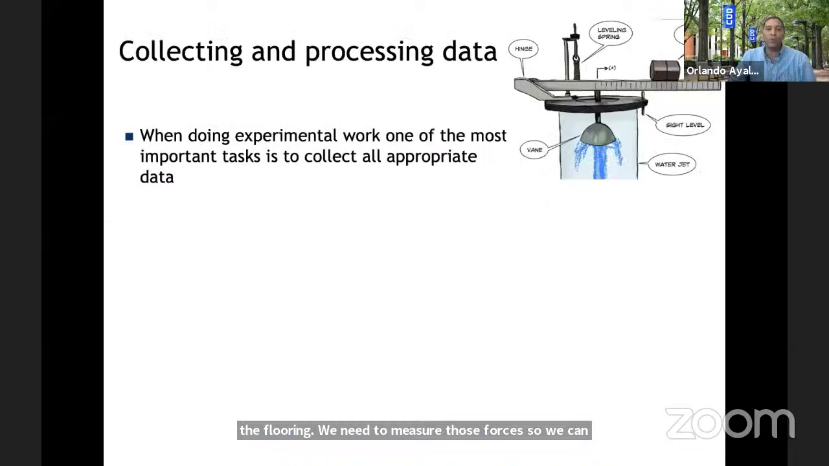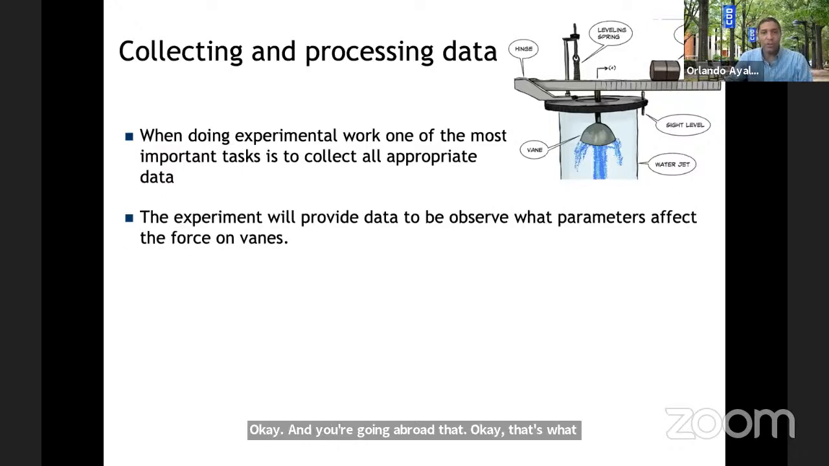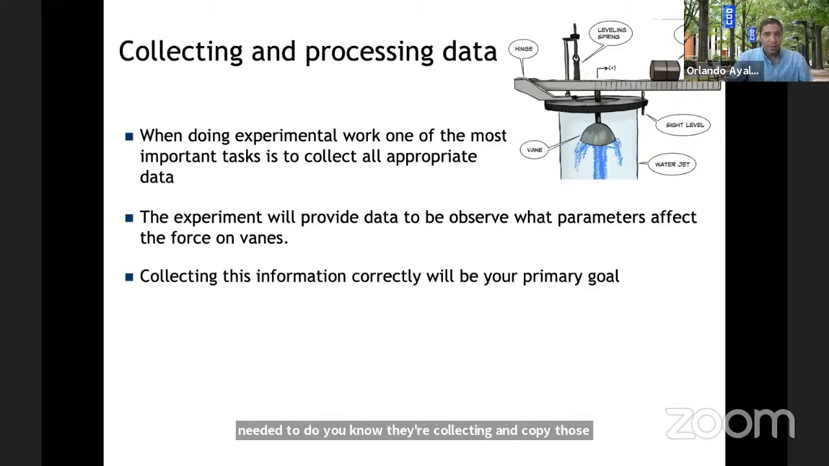So what are we gonna do? You're gonna collect data, okay? In an experiment like this, you're gonna see in the video that you have a vane of this hemispherical type. You have a water jet hitting the vane and so on and so forth. You're gonna be able to measure the force. You're gonna be able to measure the mass flow rate, okay? And you're gonna plot that, okay? That's what I need you to do. You're gonna start collecting and compute those parameters to see how they affect the force on the vane.